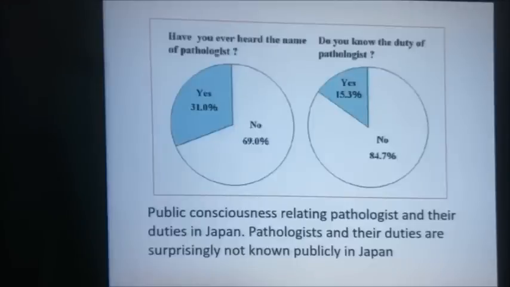And for those who know what pathologist means, even they don't know the duty of a pathologist. So only 15% know, and the rest don't even know what is the duty of a pathologist. So if you talk with anyone in the public, they may not actually understand what your job is.